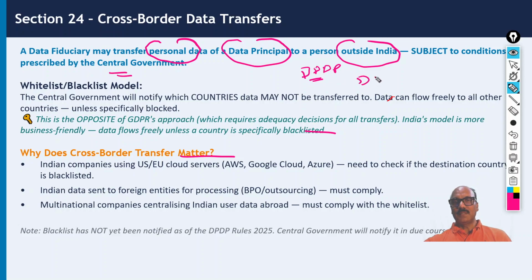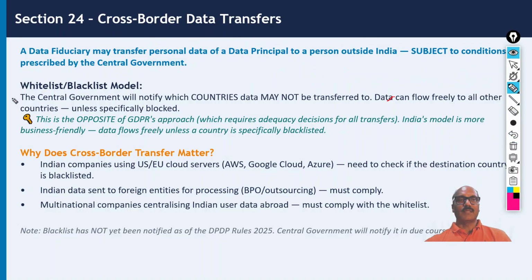So our data principal will avail the services from a data fiduciary. That data fiduciary is US based, let's say for example. That company comes under DPDP Act provisions. That's the first understanding we should have. Next, what is this? Blacklist. India follows blacklist, or it is also called negative list.